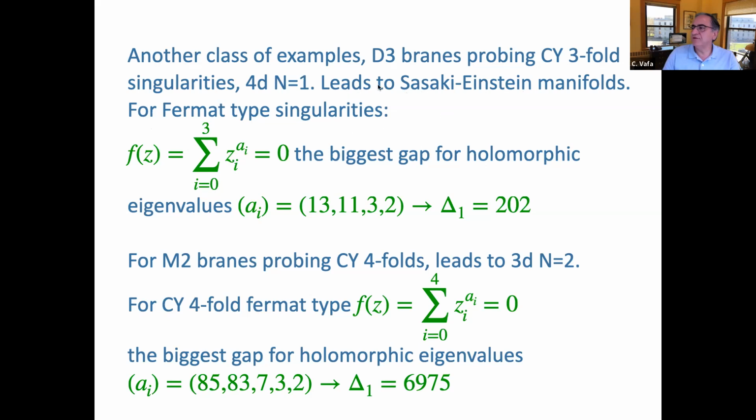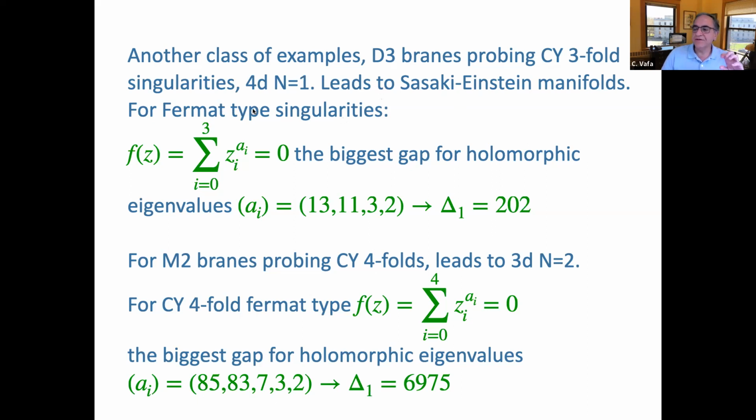Now, you could ask, what happens to the Sasaki-Einstein manifold eigenvalues? Well, this turns out to be too difficult to compute, because we don't have the exact metric for the Sasaki-Einstein manifold. So how do we do it? Well, it turns out that there are specific eigenvalues that we can compute. These are the holomorphic eigenvalues, eigenfunctions.